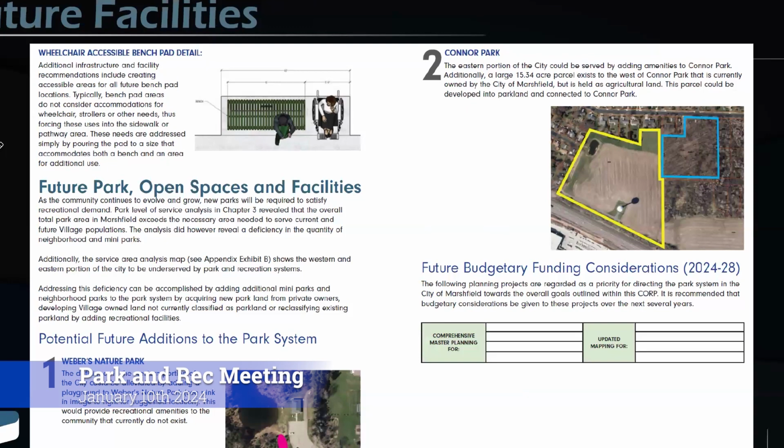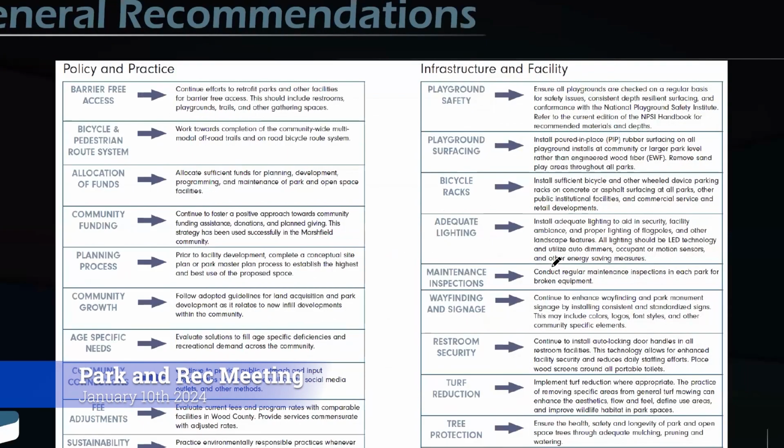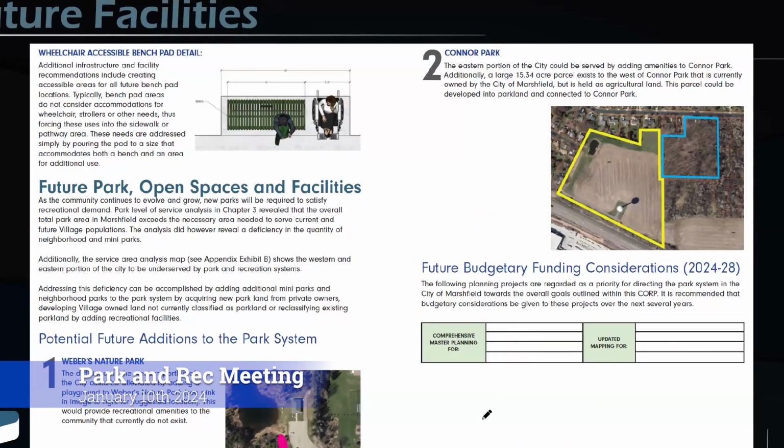So as we start to get into some of the specific recommendations, we started off with 2 potential future changes, and they're both directly tied to that service area. I'll go back here. Again, we identified a gap on the west side and a gap on the east side. We think there are some pretty, I don't want to say low-hanging fruit, but low-hanging opportunities here.